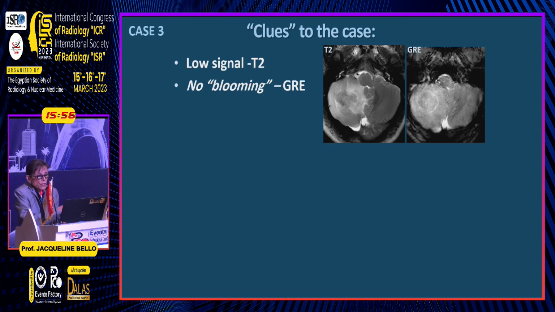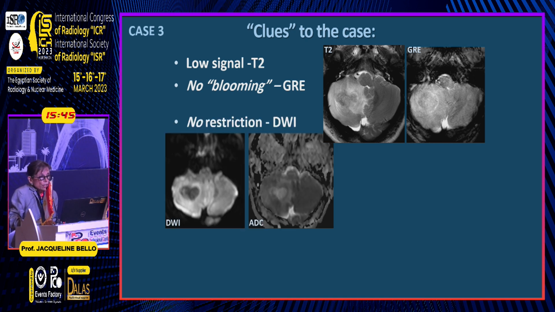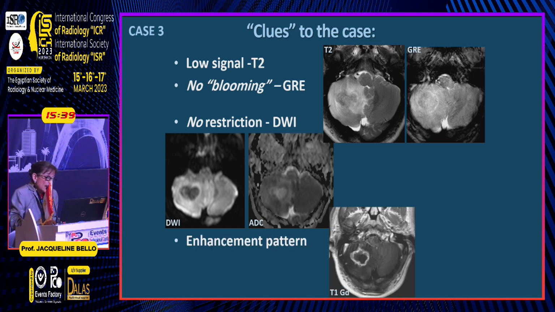So the clues to this case were the low signal on T2 without any blooming to suggest hemorrhagic components. No restriction, typical of TB, as well as some fungal disease. And the enhancement pattern, of course, rim enhancement.